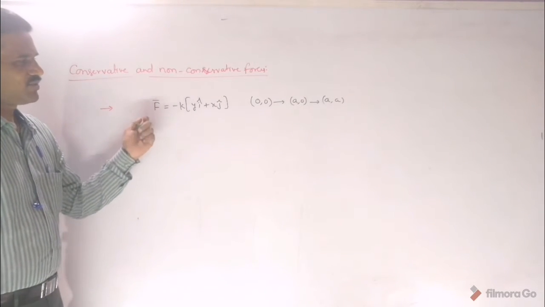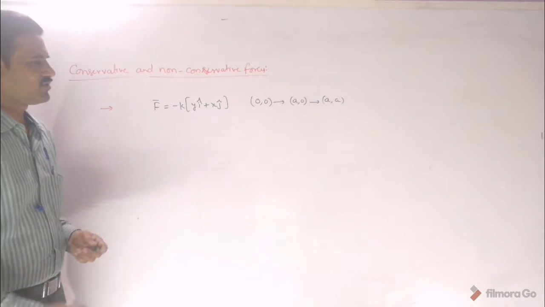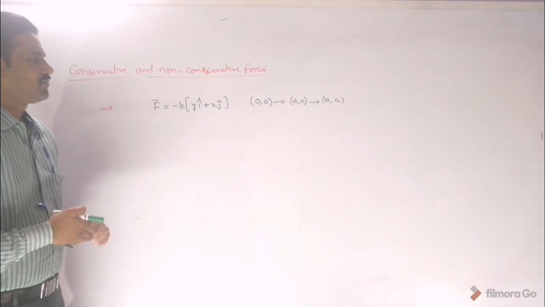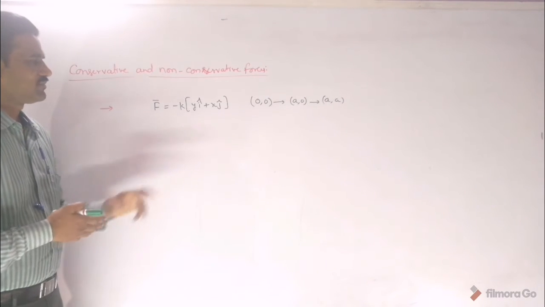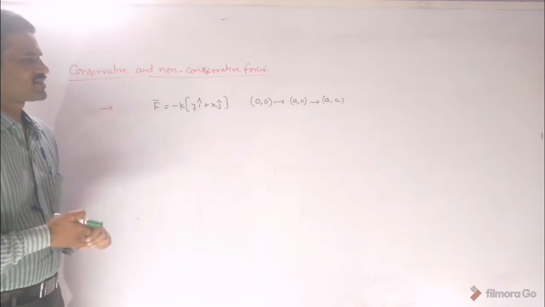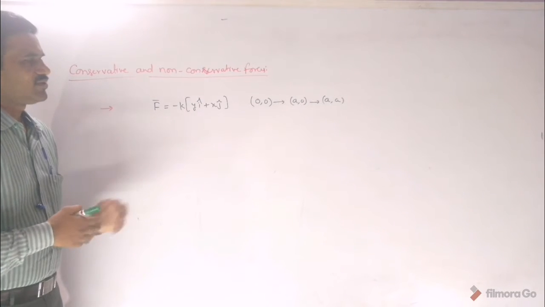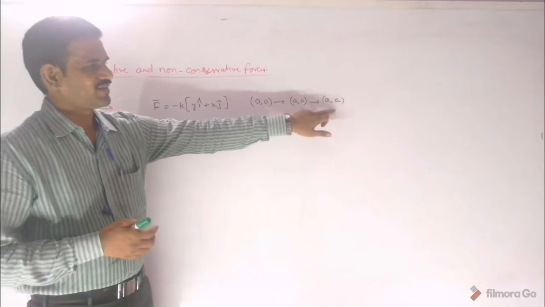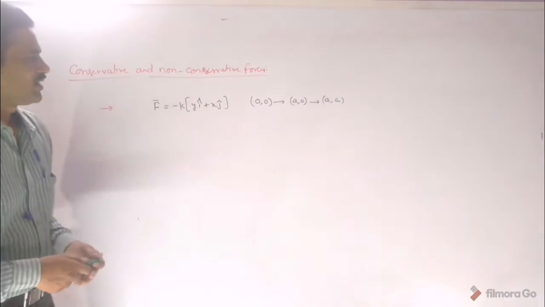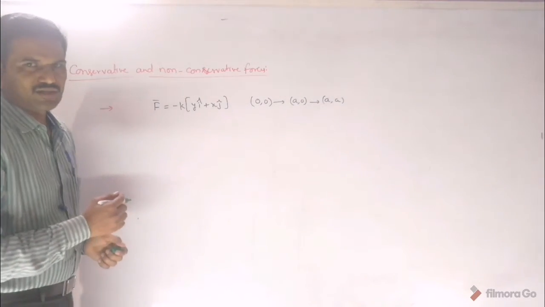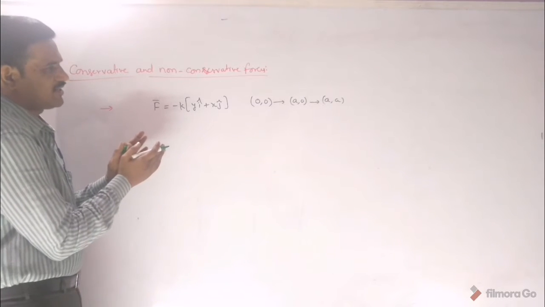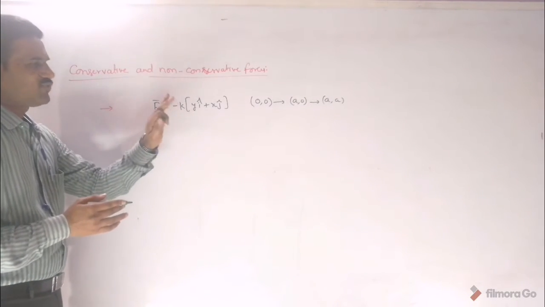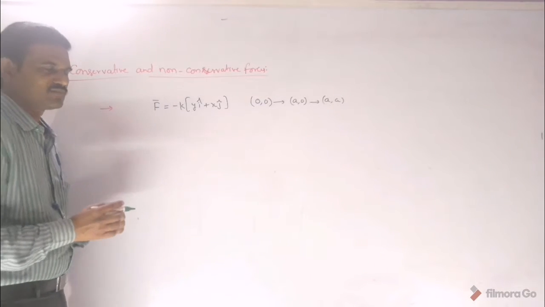You may mention the example: a force F bar is equal to minus k into (y i cap plus x j cap) displaces a particle from (0, 0) to (a, 0) and then to (a, a). Now I am calculating the work done here. Our aim is not to find the work done. Our aim is to find whether this force is a conservative force or not, right?